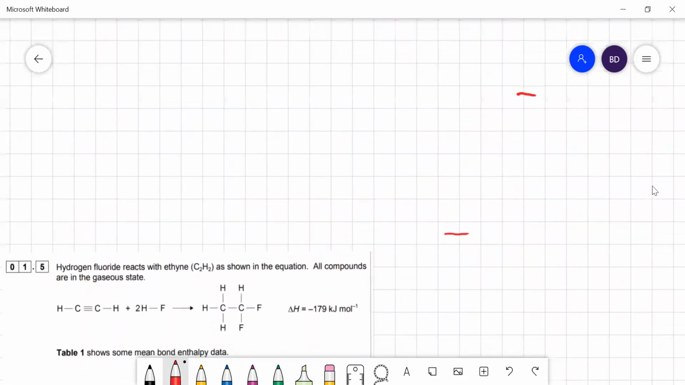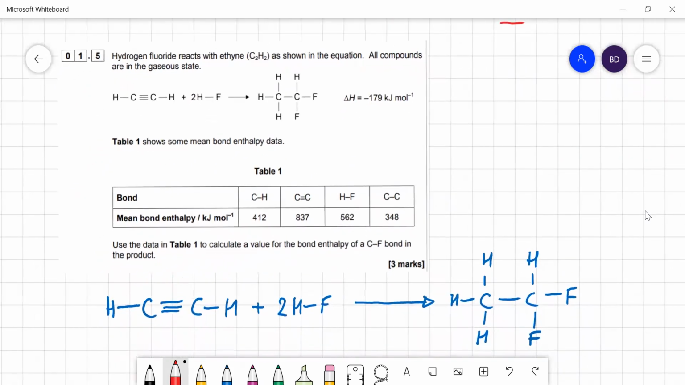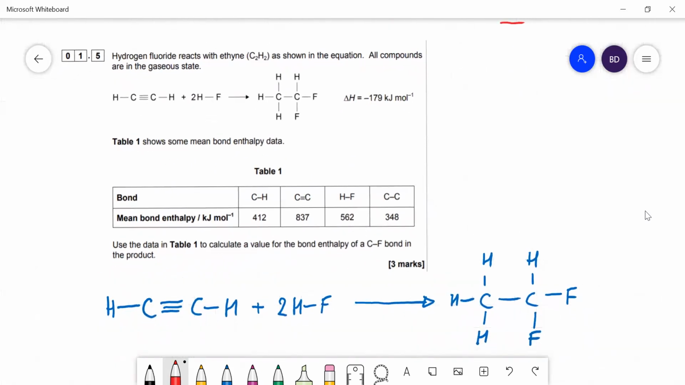All right. Right, this is a bond energy calculation question then. So hydrogen fluoride reacts with ethyne, as shown in the equation. All compounds are in the gaseous state, and we've got the mean bond enthalpy data. They give us the enthalpy change for this reaction. It's minus 179 kilojoules per mole. They give us all the bond enthalpies except for these 2 C-F bonds, and we've got to calculate the bond enthalpy of the C-F bond.